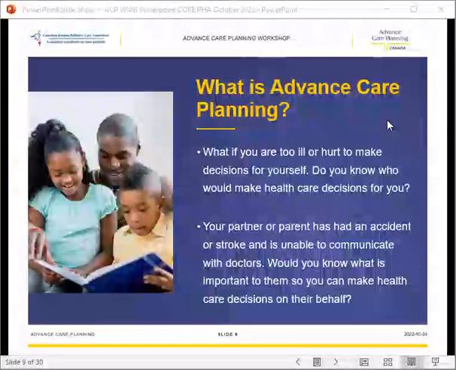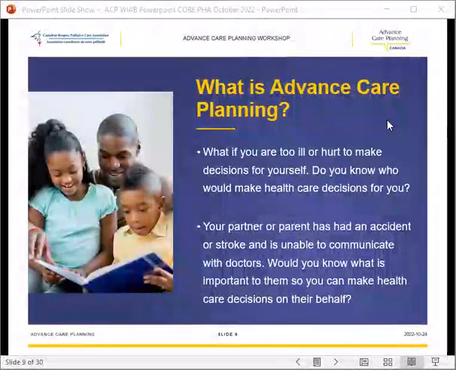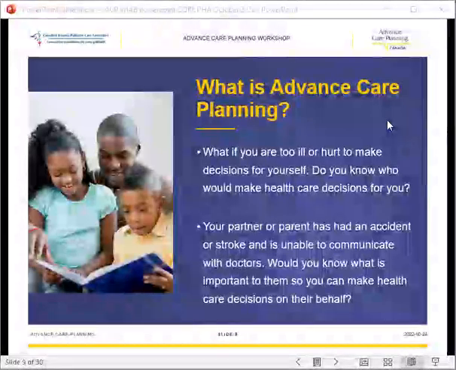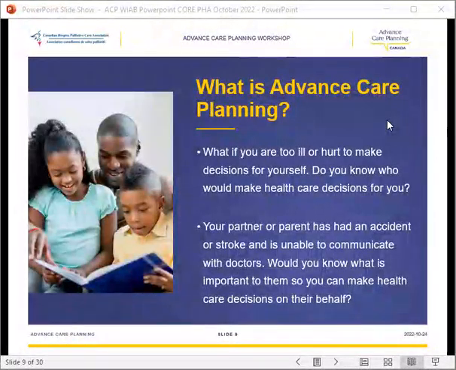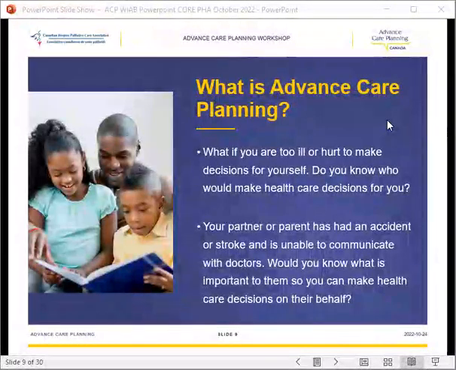So what if you were too ill or hurt to make decisions for yourself? It's not only about loss of the ability to communicate. Advanced care planning is really about being able to know and feel confident about having your substitute decision maker make decisions for you when you are not mentally capable to make those decisions yourself.